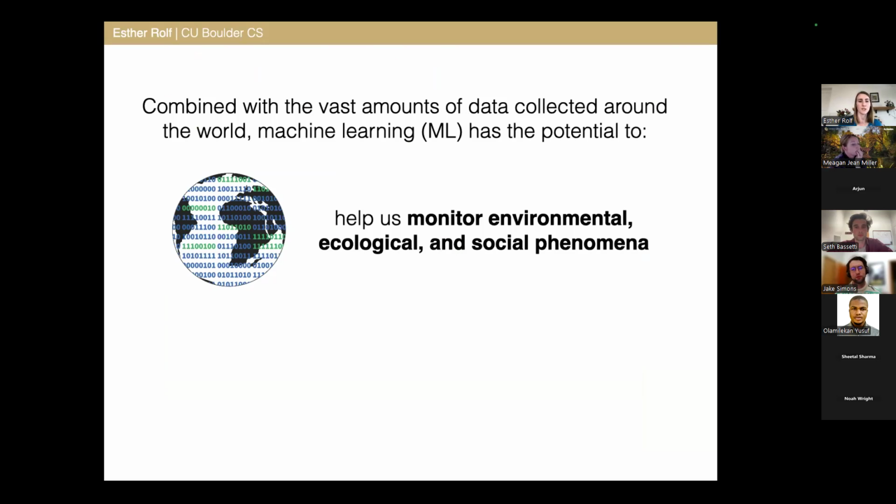So the reason that I research statistical and geospatial machine learning is because I'm excited about the immense potential for machine learning to help us make sense of the vast amount of data that we have that's collected around the world, in particular to help us monitor important environmental, ecological, and social phenomena, and to use this information to make decisions and policies that hopefully benefit everyone.